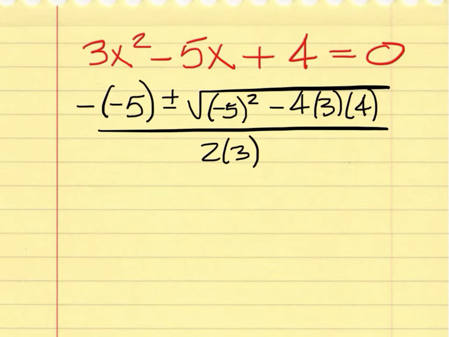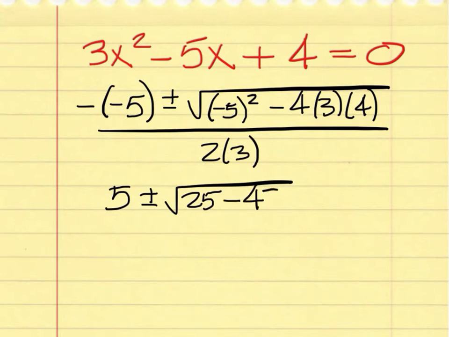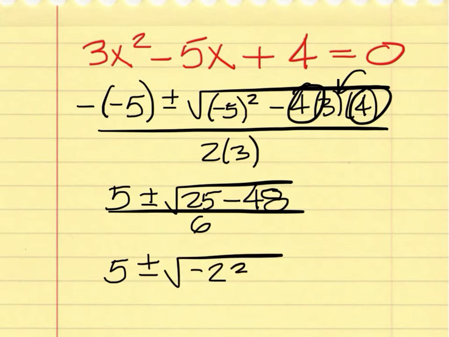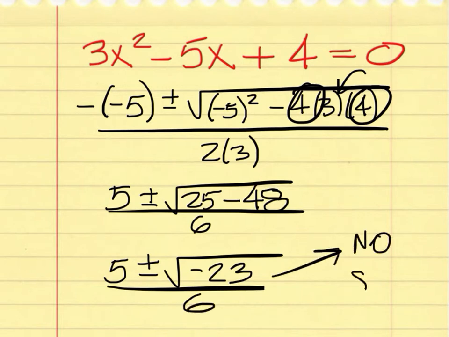When you simplify, you'll get a positive 5 plus or minus 25 minus 48. 4 times 4 is 16 times 3 is 48. On the bottom you have a 6. Notice that under the square root sign you get a negative 23. And that is an indicator that you have no solution.